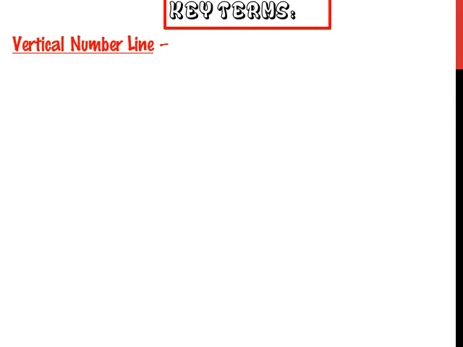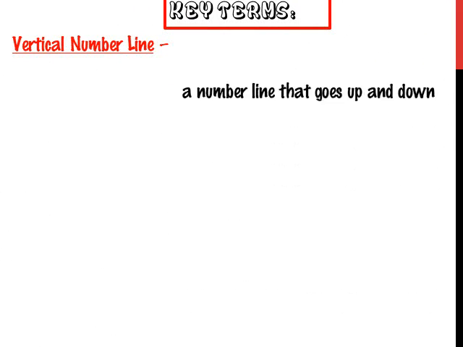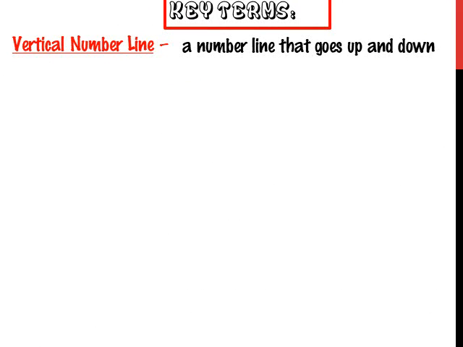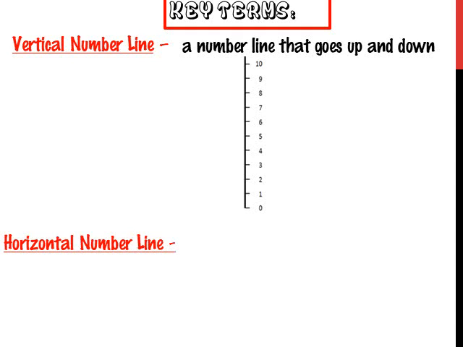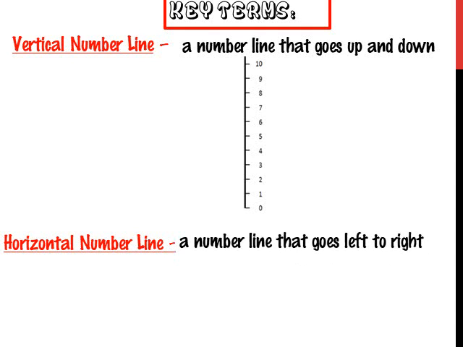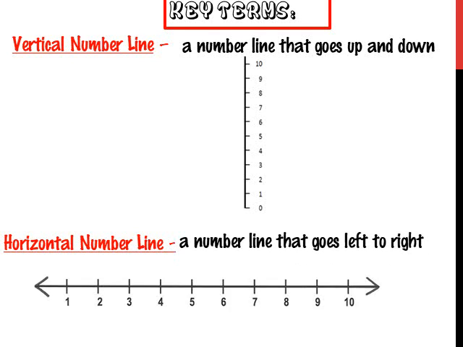The next key term is vertical number line. A vertical number line is a number line that goes up and down, like this. A horizontal number line is a number line that goes from left to right, like this.